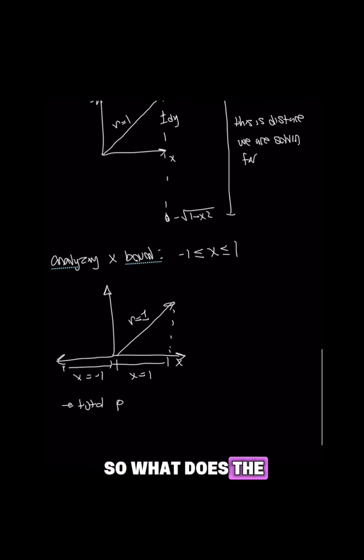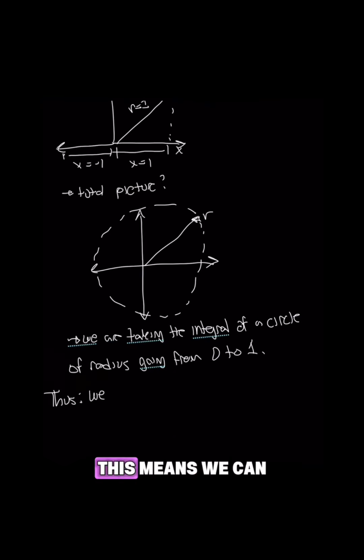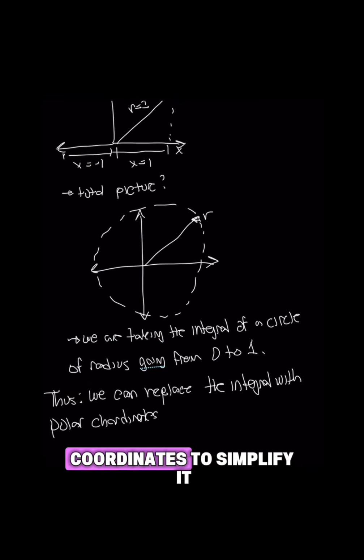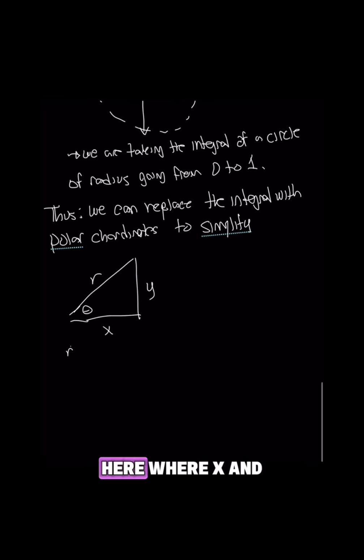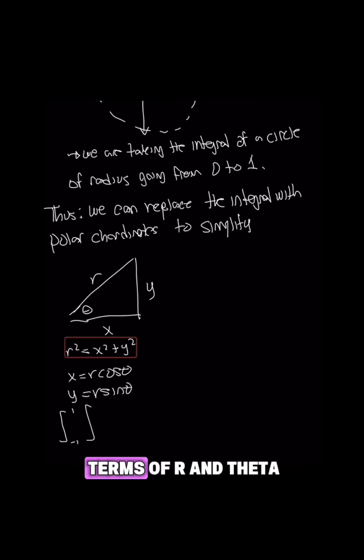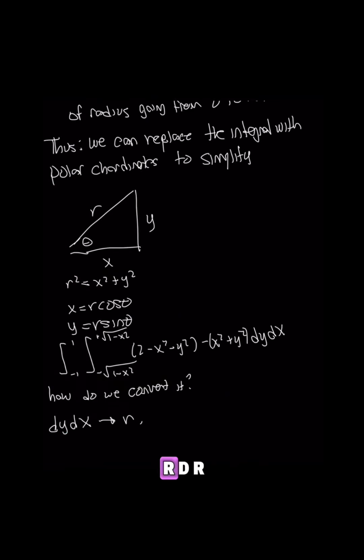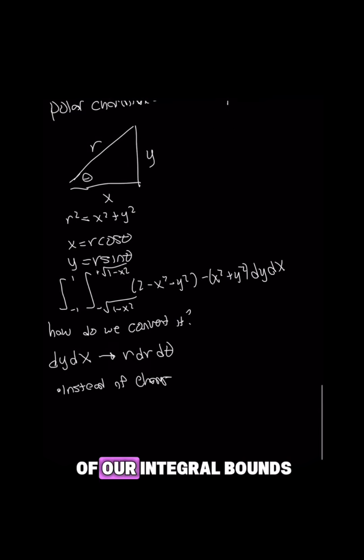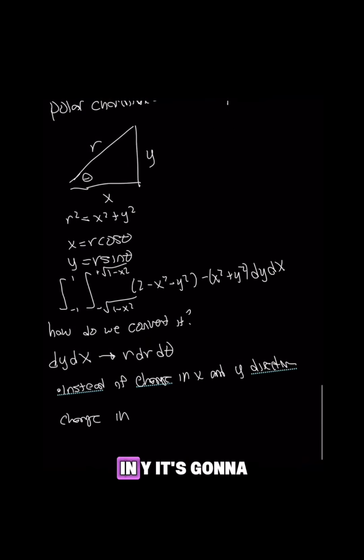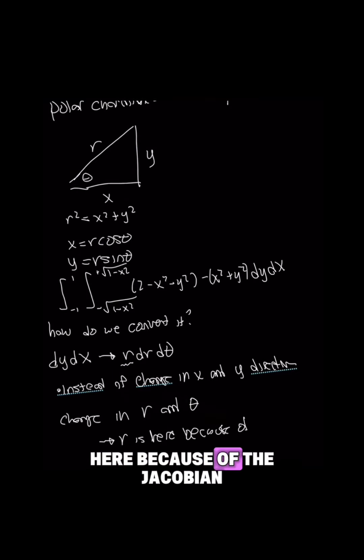So what does the total picture mean? It means when we're doing the dx and dy, we're actually finding the area of a circle, radius going from 0 to 1. This means we can replace the integral with polar coordinates to simplify it. These are polar coordinates here, where x and y are written in terms of r and theta. And so how do we convert it? dy and dx is going to convert into r dr d theta. So instead of our integral bounds being a change in x and a change in y, it's going to be a change in r and a change in theta. There's an extra r here because of the Jacobian.